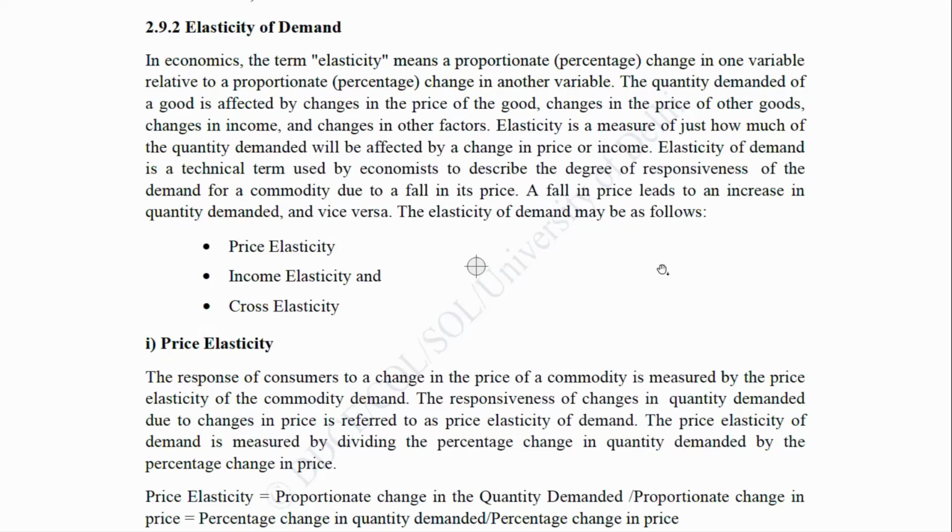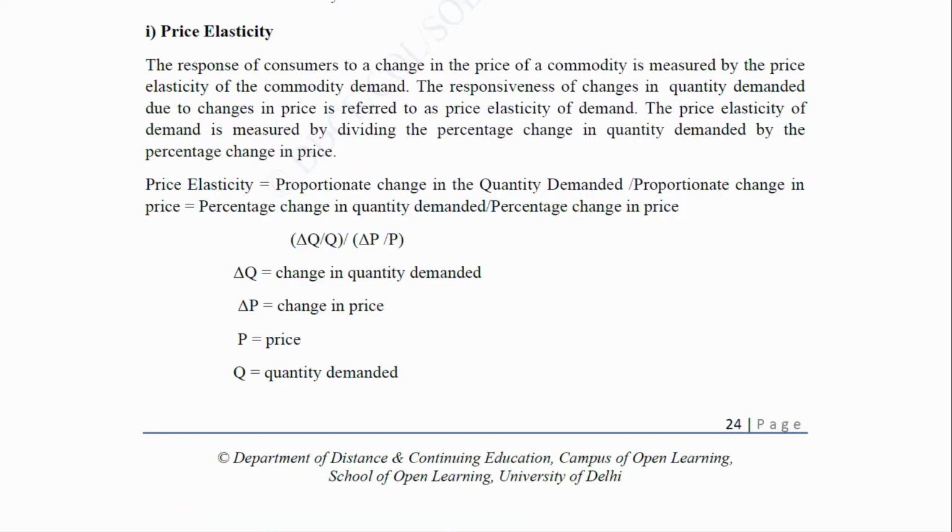Elasticity of demand is a technical term used by economists to describe the degree of responsiveness of the demand for a commodity due to a fall in its price. A fall in price leads to an increase in quantity demanded and vice versa. The elasticity of demand may be as follows. First, price elasticity. Second, income elasticity. And third, cross elasticity.